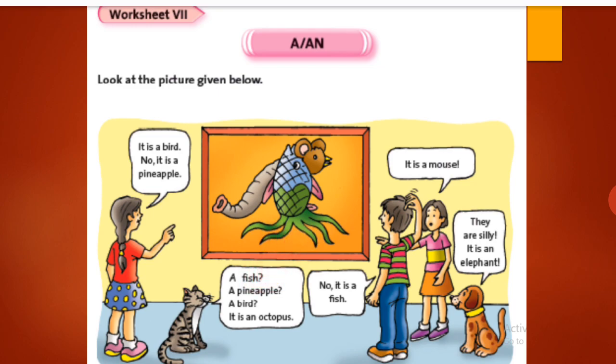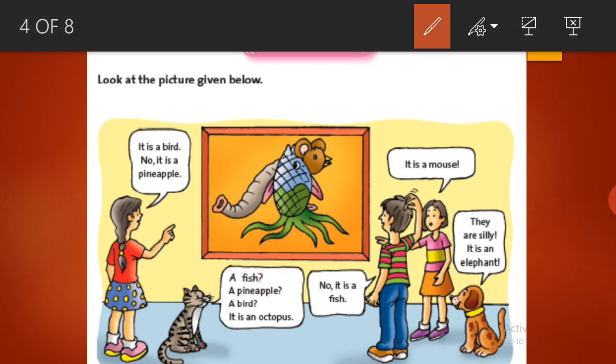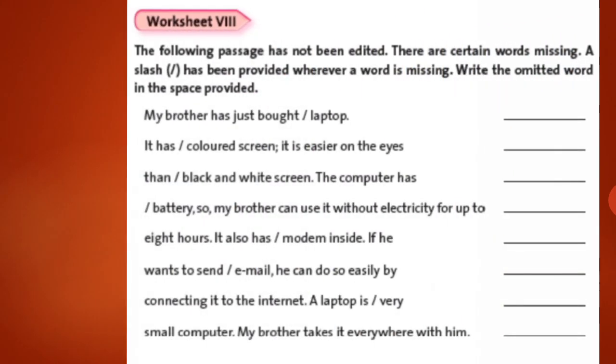So you can see the clear use of a: a fish, a pineapple, a bird, an elephant, an octopus. You can clearly see that the use of a and an is with vowel and consonant sound, not vowel and consonant letters. Let's do an activity based on this.